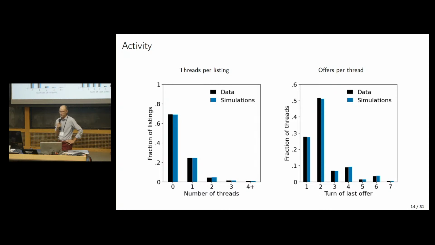The modal outcome is the buyer makes an offer and the seller responds. And if the seller responds with an accept, the listing is over, or perhaps they do something else and the buyer doesn't respond, and that's the end of the negotiation. Okay? So again, the distributions more or less match.